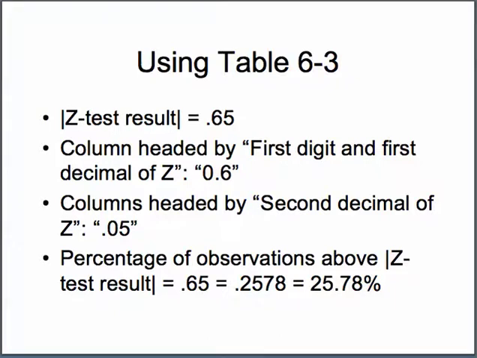The first digit of our z-test result is 6, so proceed down to 0.6. We then need to consider which column is correct to go to under the heading second decimal of z. For our z-test result, the correct column is 0.05, since our z-test calculation in absolute terms is 0.65. Thus, the percentage of observations that lie above the calculated absolute z-test value is 25.78, which is the result when we make a percentage out of a decimal, moving the decimal point 2 places to the right.